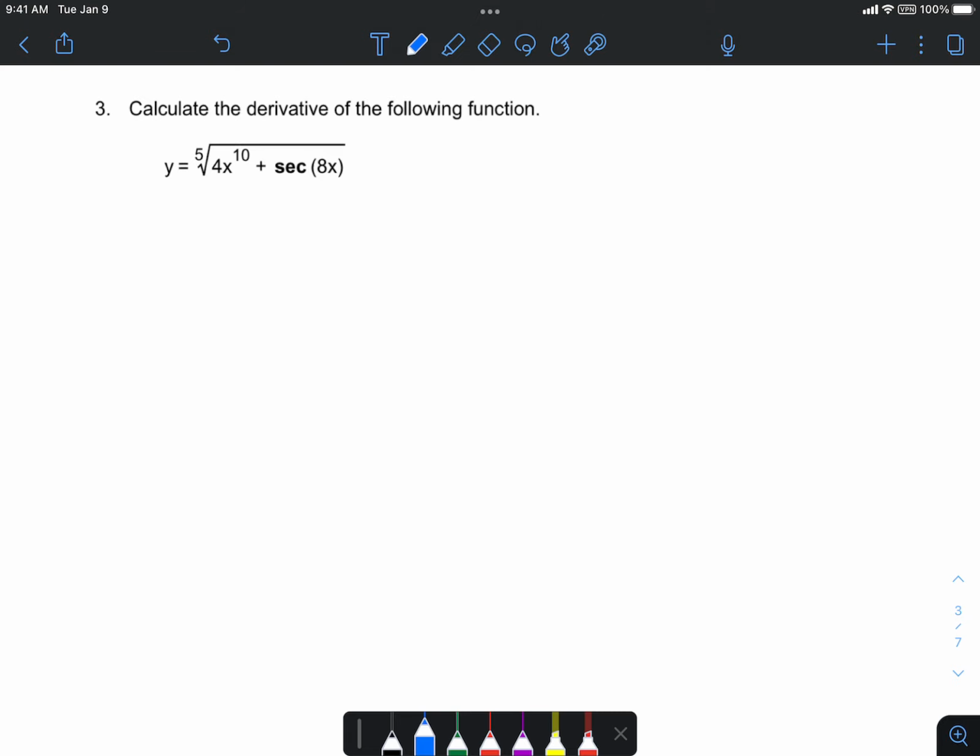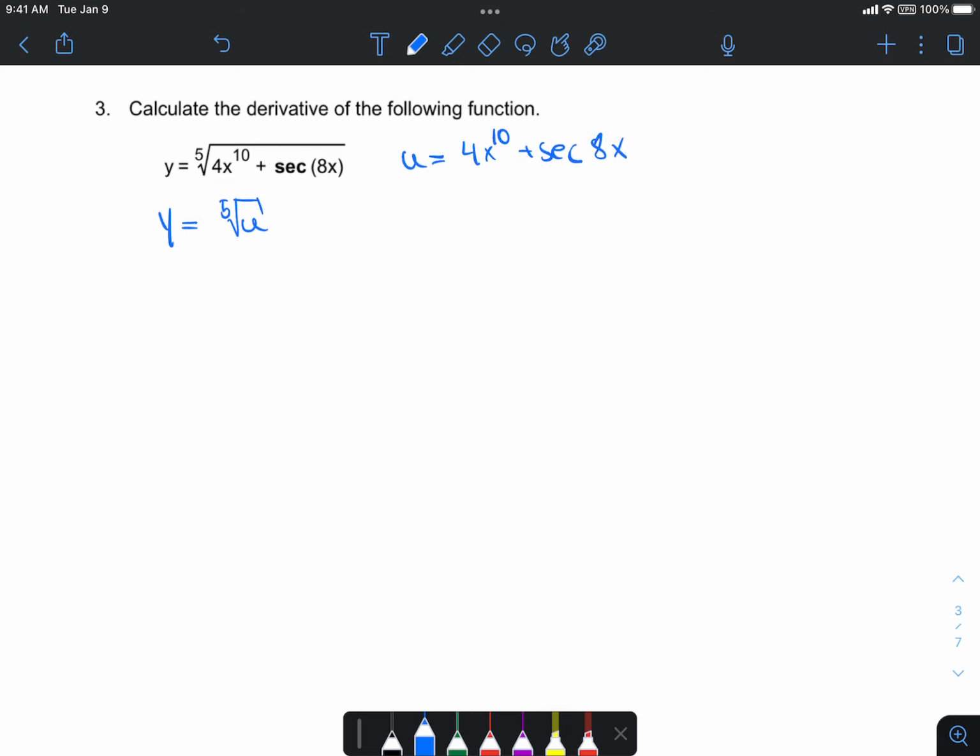To find the derivative of this function here, you have to notice that first, this is a composite function. When you plug in x, first you find what 4x to the 10th and secant of 8x are. Then you take the fifth root of the result. So this is the fifth root of u, where u is 4x to the 10th plus secant 8x.